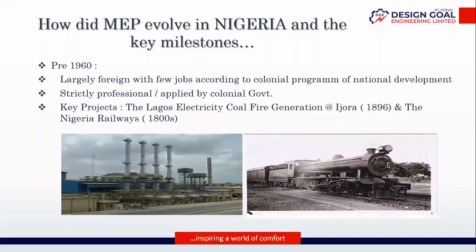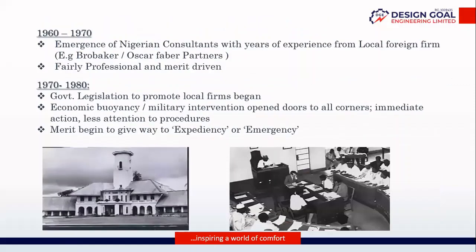Nigerian Railways. Then from 1960 to 1970, with the emergence of Nigerian consultants in mechanical engineering practice who have drawn experience from the foreign companies. The early foreign companies were Oscar Faber and Partners, which were largely M&E, and Mott MacDonald. These are among the first set of M&E companies. So they were fairly professional and merit-driven.